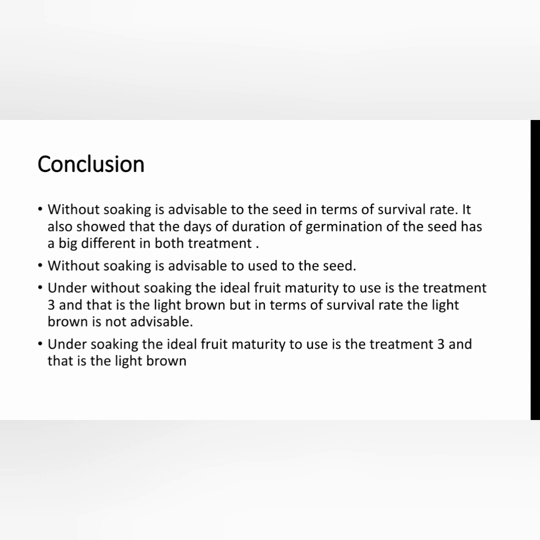So if we talk about survival rate, I can advise that dark brown, without soaking, has 40, perfect germination. And if you want to soak the seed, use the color violet. It must be used because 39 out of 40 germinated.